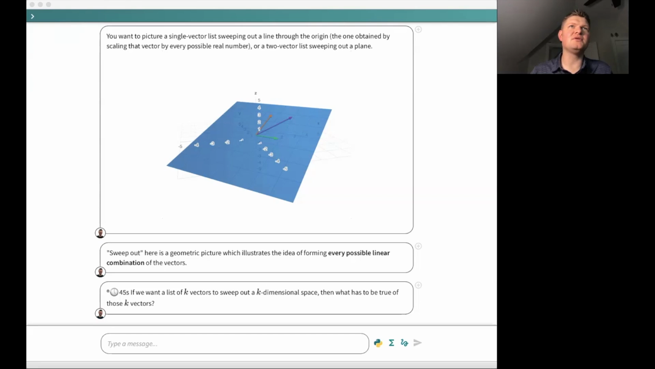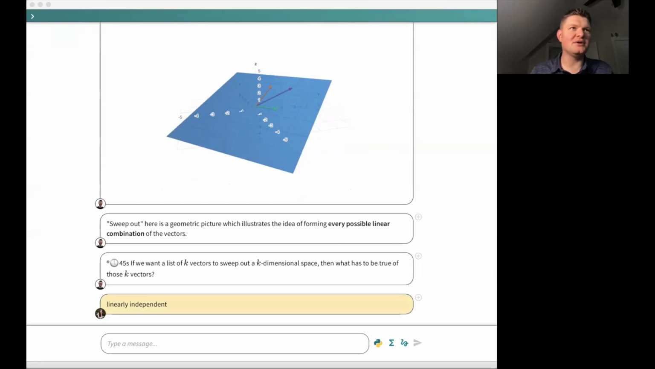Okay, great. So people are really on point with this one. I'll just share a few of these answers. Yeah, so Manlin, do you want to explain why the vectors have to be linearly independent? Just conceptually.